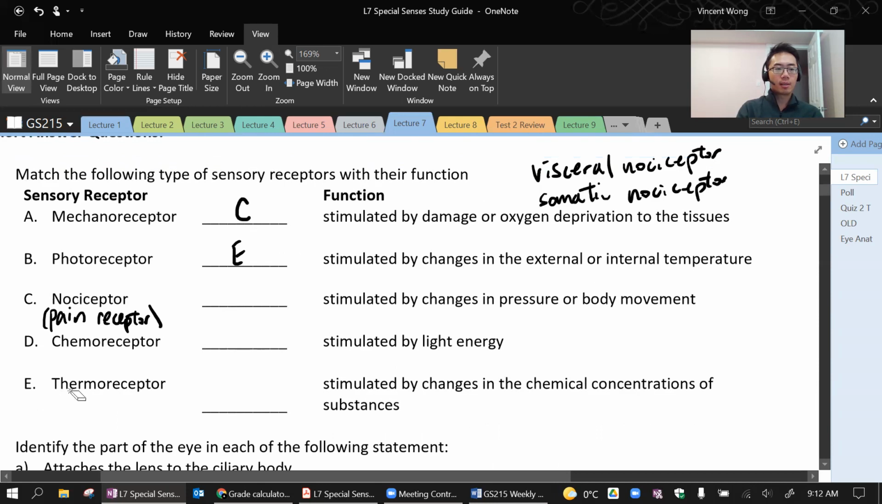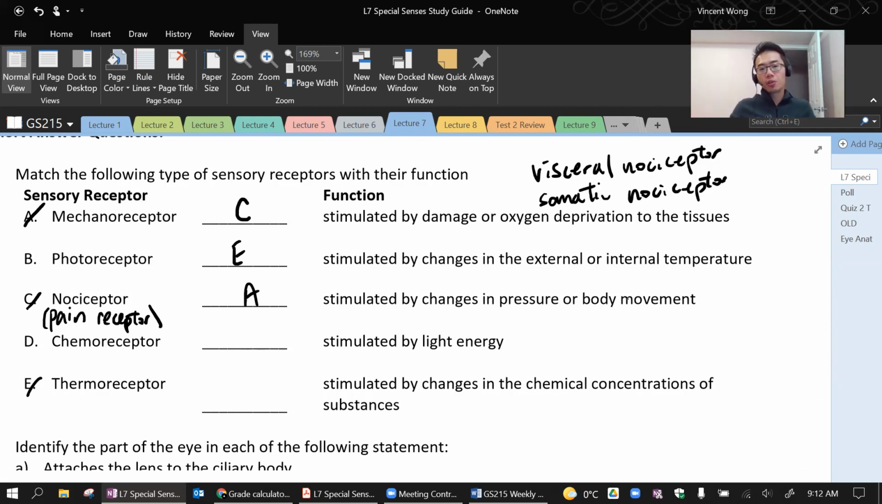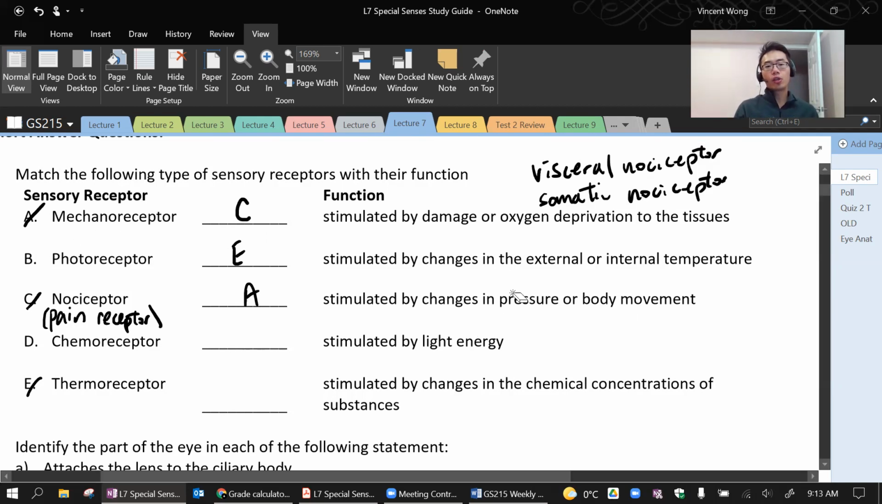Next one, stimulated by changes in external or internal temperature. That is the thermal receptor. Stimulated by changes in pressure or body movement. That would be mechanoreceptor. A change in pressure would be like poking your skin with the blunt end of the pen as opposed to the sharp end. It feels different, so different mechanoreceptors will pick that up. Body movements: if you move your head like this, you can feel a little bit dizzy maybe if you move it a couple more times. There are mechanoreceptors in your ears that detect that. So some mechanoreceptors are triggered by changes in pressure, and some are triggered by body movements.